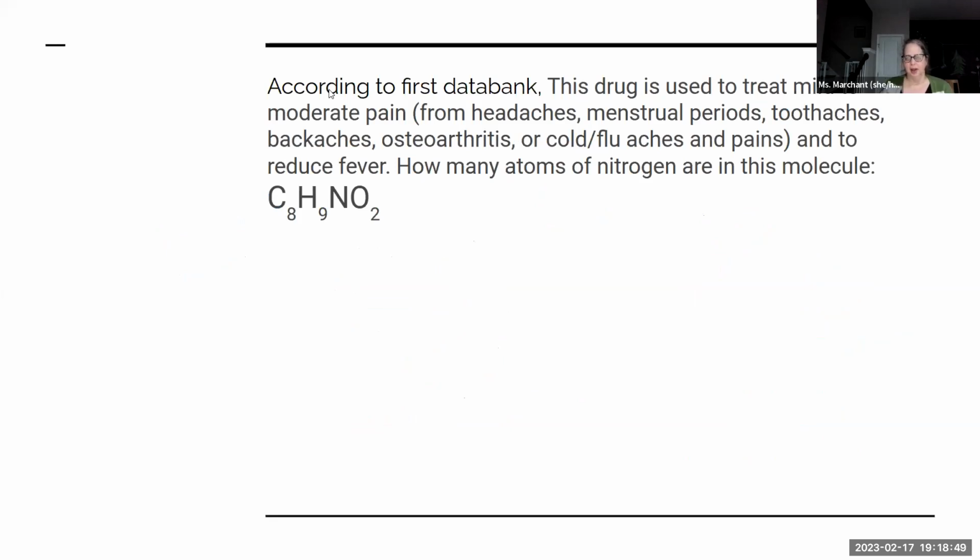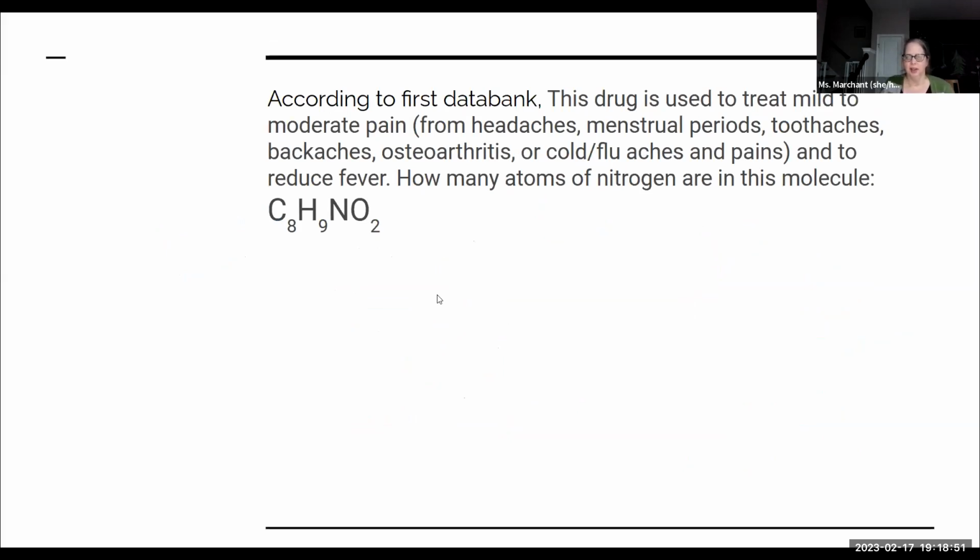According to the first data bank, this drug is used to treat mild to moderate pain from headaches, menstrual periods, toothaches, backaches, osteoarthritis, cold, flu, aches and pains, and to reduce fever. How many atoms of nitrogen are in this molecule? So we're just looking at the one molecule. And I'm remembering, yeah, it's never on the front because that's where the coefficients are. So carbon has to have 8, hydrogen has to have 9, oxygen has 2, but now I'm confused. What do I do with nitrogen? Do I give him a 9? Oh, remember, there's nothing there. We're going to fill in a 1. So there is 1 atom of nitrogen in that molecule.